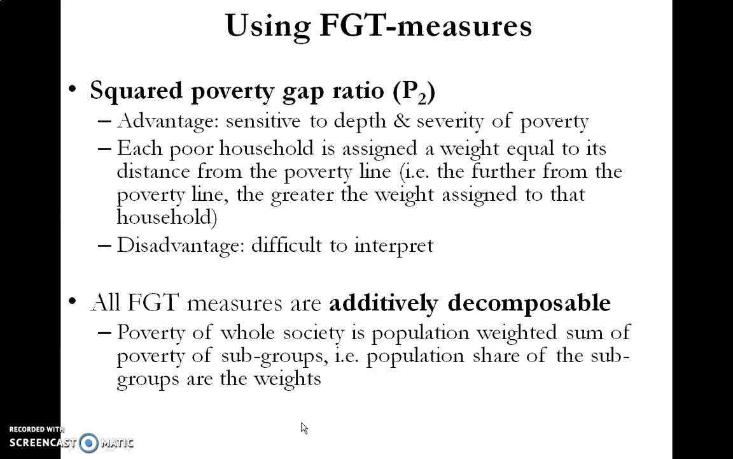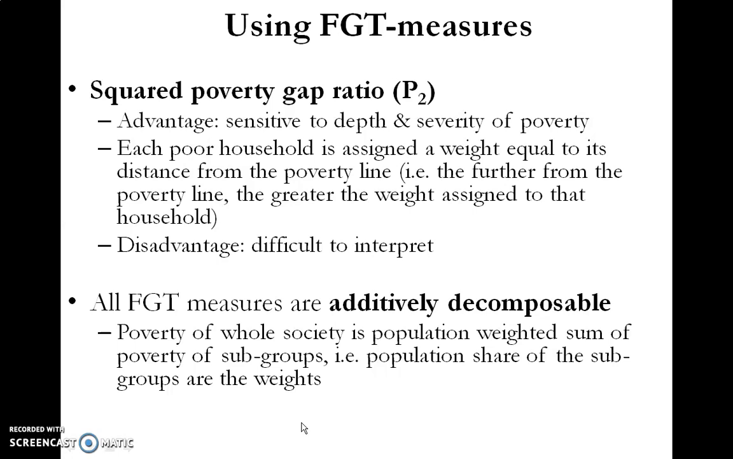A difficulty with this measure is that it is rather hard to interpret on its own compared to something like the headcount poverty ratio, where it's very easy to imagine what, say, 50% poverty looks like. Well, that's half of your particular society that falls below a poverty line. With the P2 measure, it's only helpful in terms of interpretation when you are comparing it between different societies.